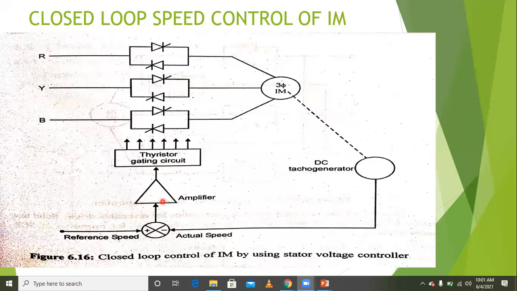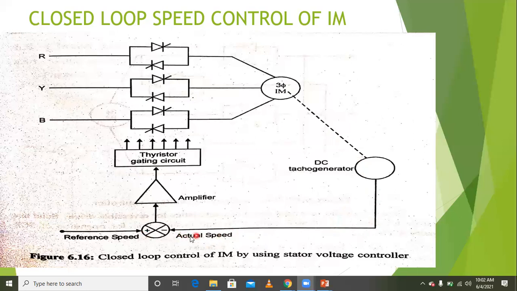Try to understand: this is called the Taco generator, a Taco DC generator. Its output is DC voltage. The input of the Taco generator is mechanical, coupled to the 3-phase induction motor output. According to the speed, the output voltage corresponding to the speed is generated. This DC voltage is nothing but the actual speed, called the actual voltage or actual speed.